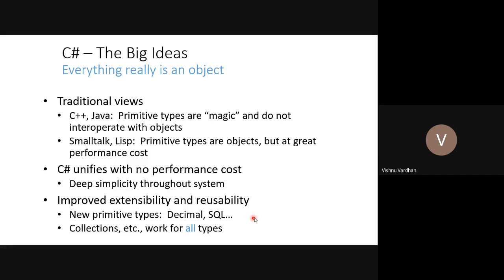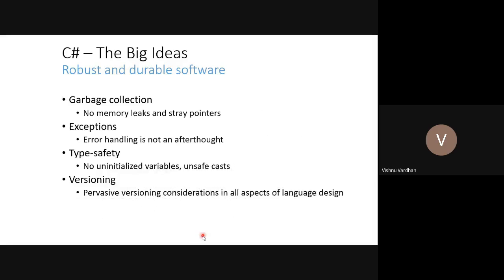And improved extensibility and reusability. New primitive types have been created like decimal, SQL data types, then collections, etc. They work for all types, and it provides robust and durable software. There is a garbage collection, which you already know from other languages. The GC is responsible for primarily taking away all the garbage from your memory.